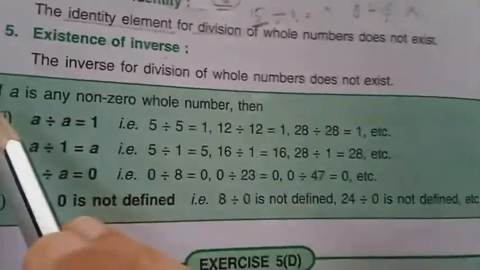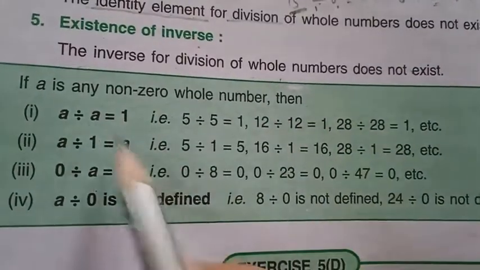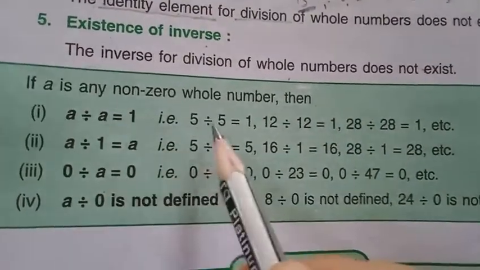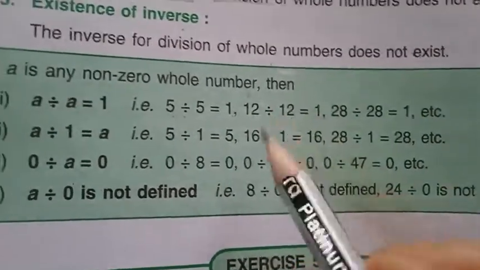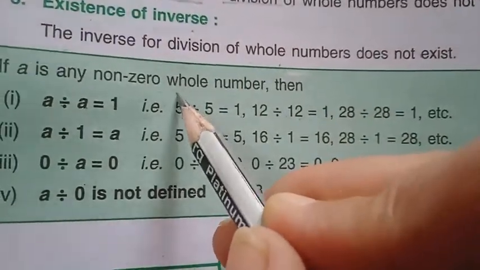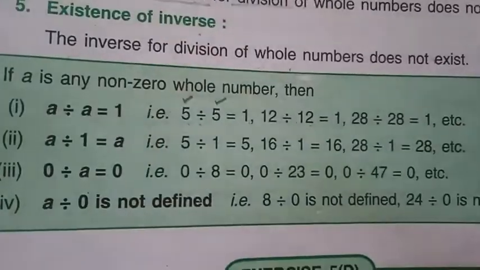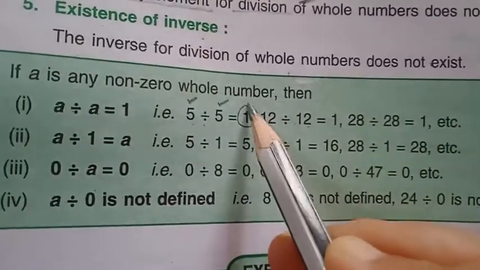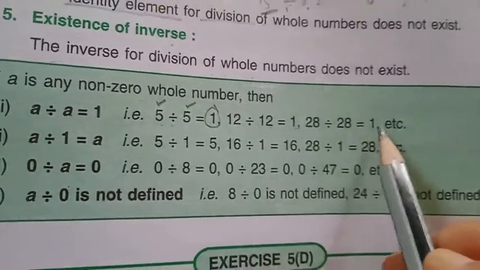Again, here are important properties. If a is any non-zero whole number, then a divided by a is 1. 5 divided by 5 is 1. 12 divided by 12 is 1. Because 5 chocolates are there and I want to distribute them among 5 students, so each student will get 1 chocolate. So 12 divided by 12 is 1, 28 divided by 28 is 1.